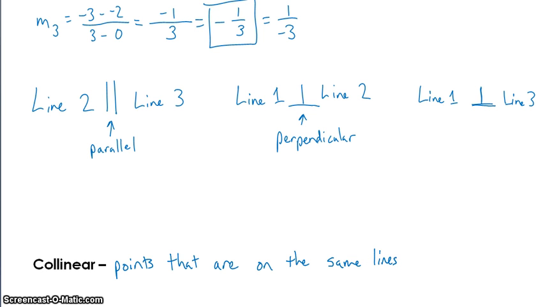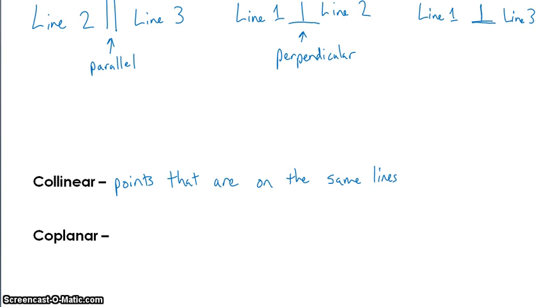The next vocabulary word, coplanar. Co means together, planar means plane. Coplanar means together on the same plane. Now when we expand our definition to planar, we have to include points or lines that are on the same plane.